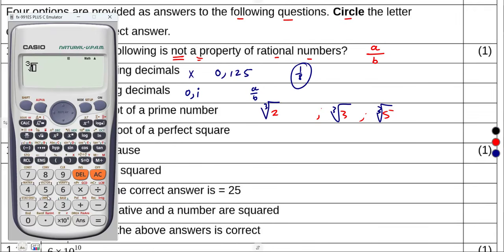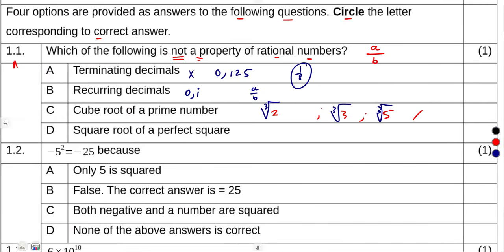The cube root of 3 also cannot be written in the form of A over B. So this one is not a property of rational numbers. It is not a rational number. Whatever you obtain is an endless decimal, which cannot be expressed in the form of A over B.